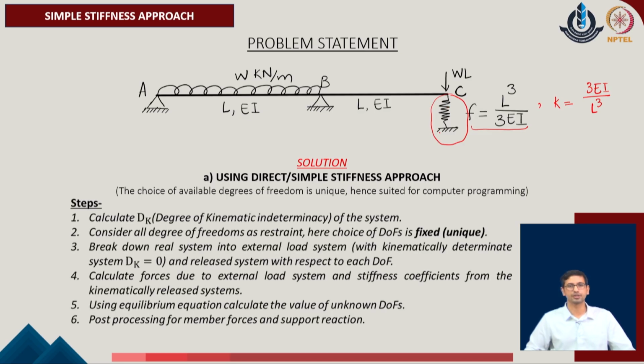Now, as a standard method, the different steps have been defined. We identify the degree of kinematic indeterminacy for the given problem. Then we restrain all the degrees of freedom, and that becomes our kinematically determinate system. Further, we break down the given system into two parts. The system which is kinematically determinate, that means all the degrees of freedom are restrained, is subjected to the external load, and we evaluate the reactions corresponding to these fixed ended components. Then we also release individual degrees of freedom one by one, which are available to take place in the original system, and consider those as additional systems to the originally defined kinematically determinate system.